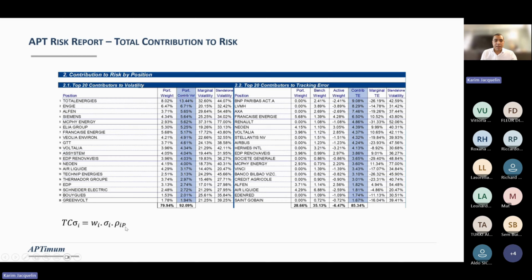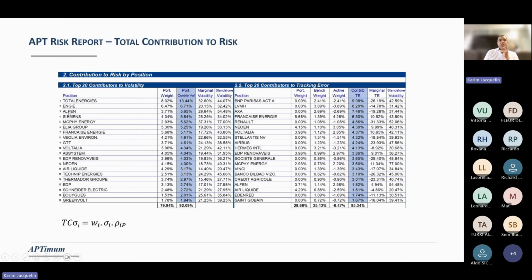And you have the contribution to volatility. I give you the formula here. So the contribution to volatility is the product of the weight of the position, of the volatility of the position, and of the correlation between the position and the portfolio. And the nice thing with the contribution to volatility is that it's an additive measure. It means that if you sum all the volatility contributions, you get to the total volatility. So you have a way to split your volatility by position and to precisely quantify the contribution of each position to the total volatility of the portfolio.